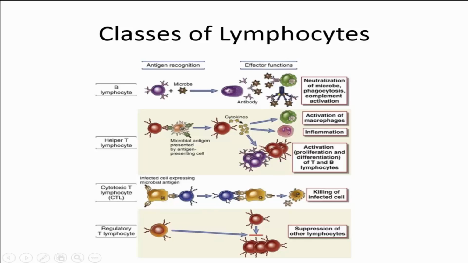Cytotoxic T cells interact with their target and release some enzymes that help in the killing of the infected cell. And then regulatory T cells are going to wait till the immune response has taken care of the infection and then going to suppress the lymphocytes that no longer need to be active.